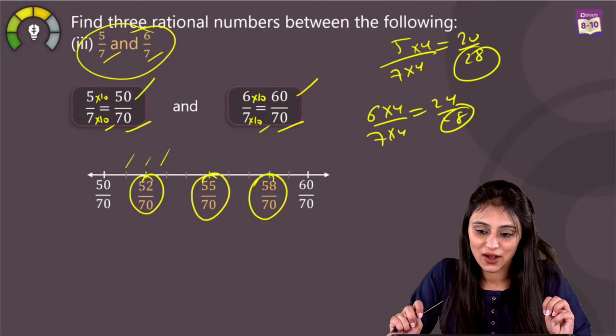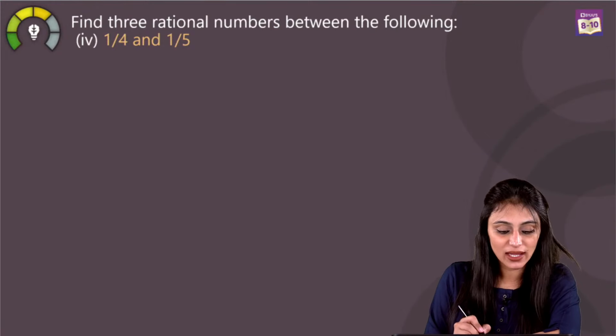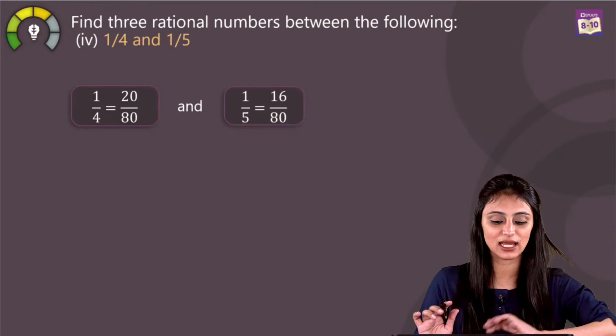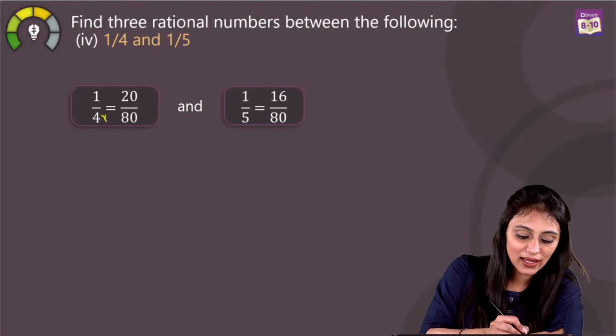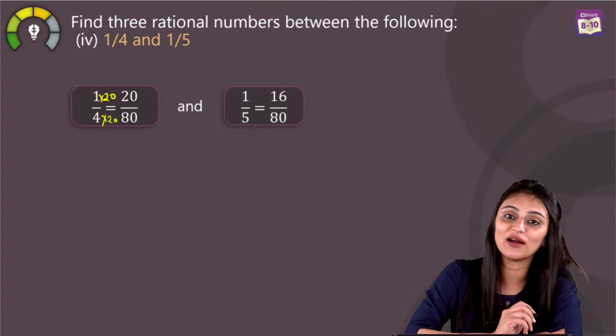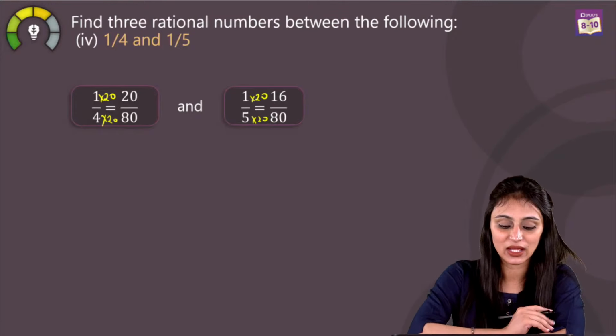All right. Okay, let's take a look at question number 4 now. Part 4, 1 by 4 and 1 by 5. Between them, again, we will do the same thing. Let's make their denominators same, right? Numerators are same this time. So let's suppose I'm multiplying the denominator by 20. So numerator will also have to be multiplied by 20. Similarly here as well, right?